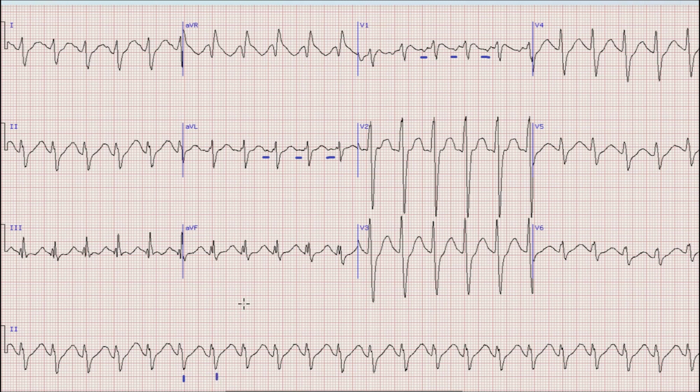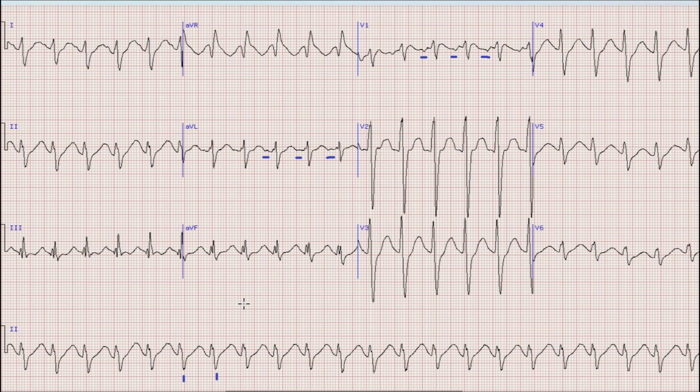So heart rate will be 1500 divided by 11. 1500 divided by 11 is equal to 136 beats per minute. So this is a sinus tachycardia at rate of 136 beats per minute.